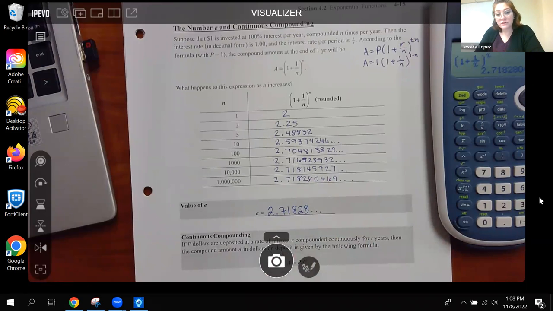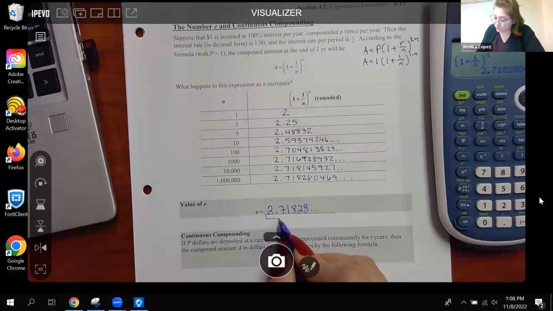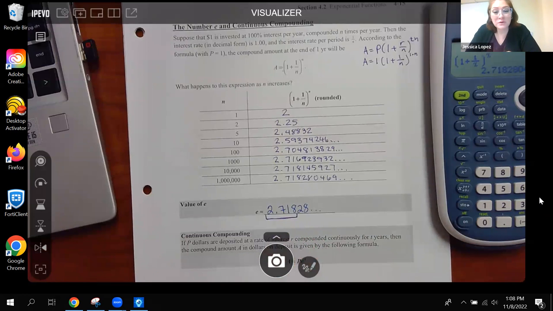So normally when we use it, we normally use 2.718. We chop it off just right here. Just like with pi, we use 3.14. We don't usually use 2.72. We usually go to that third decimal, okay?